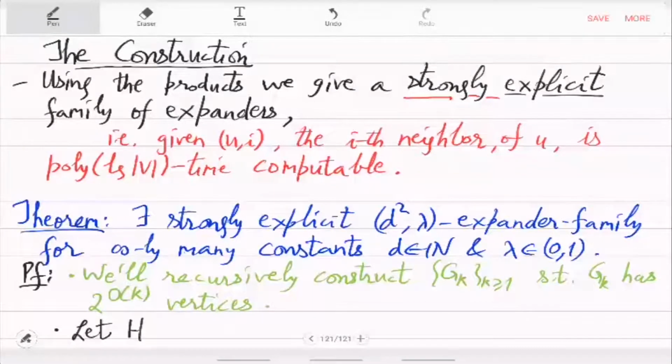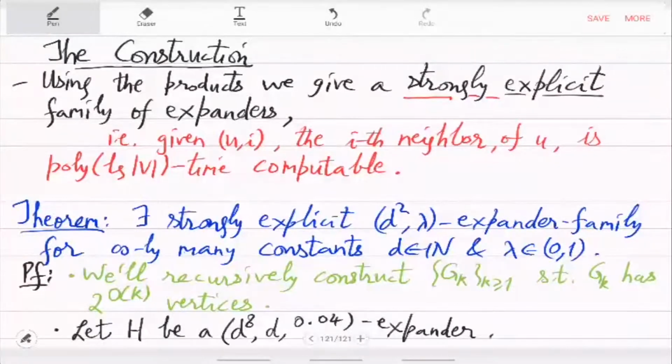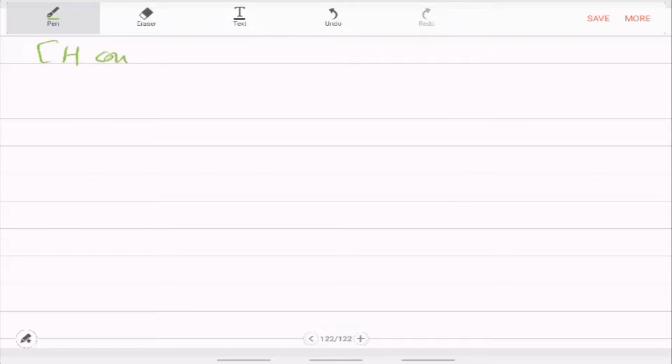So, let H be a d raised to 8 sized, d degree, 0.04 spectral norm expander. So, this H could be found either randomly or by known constructions.